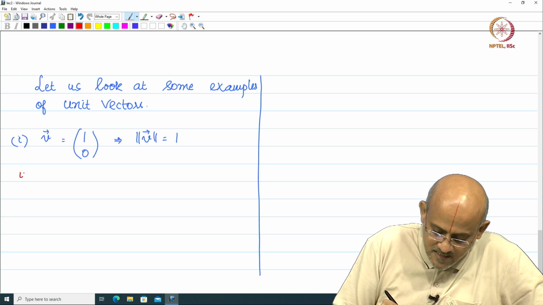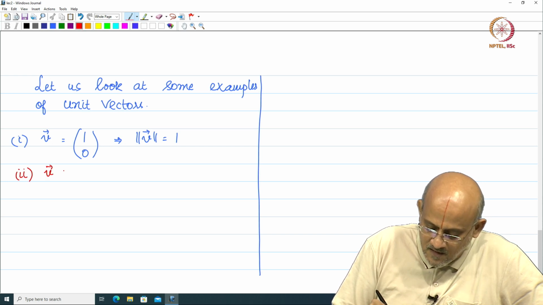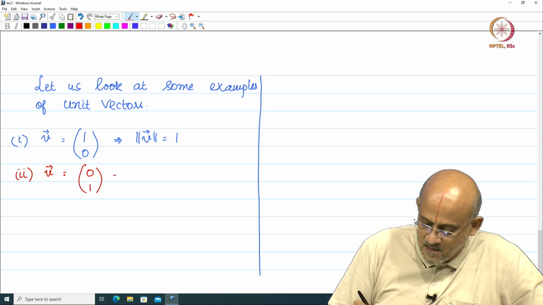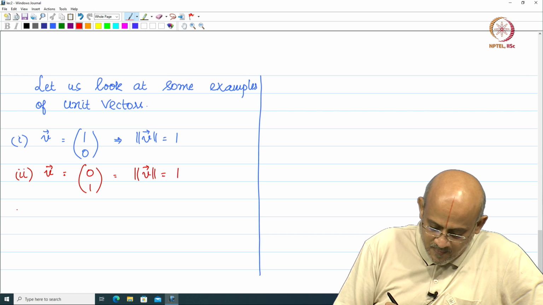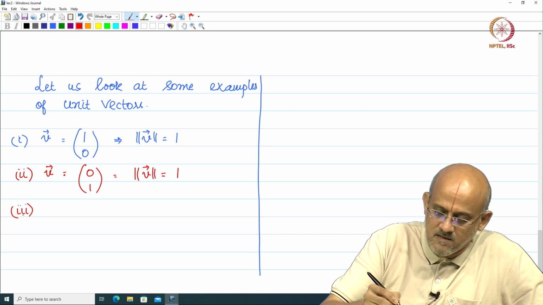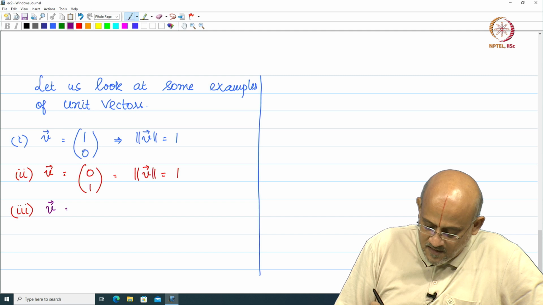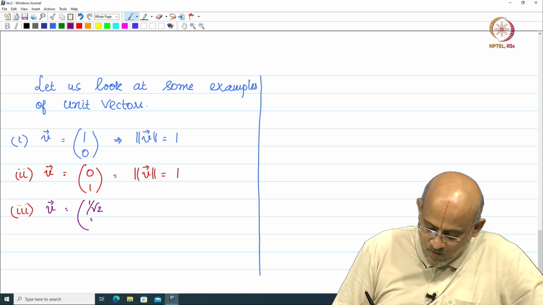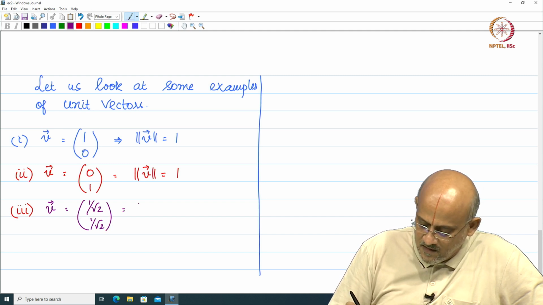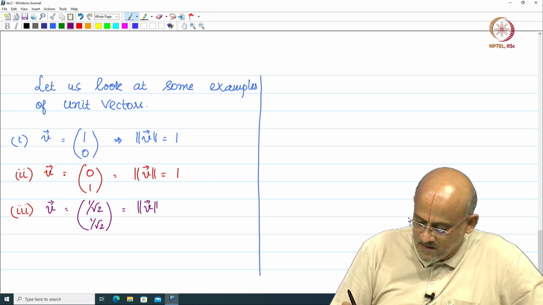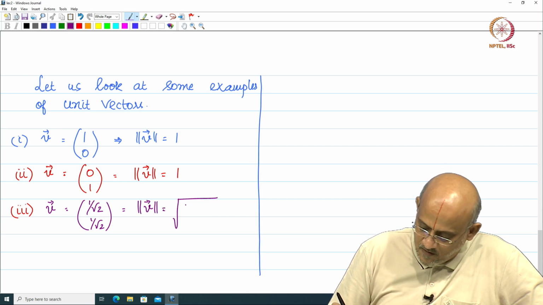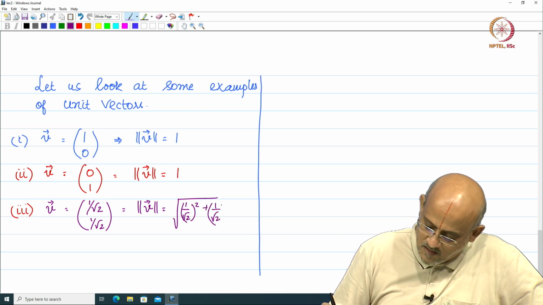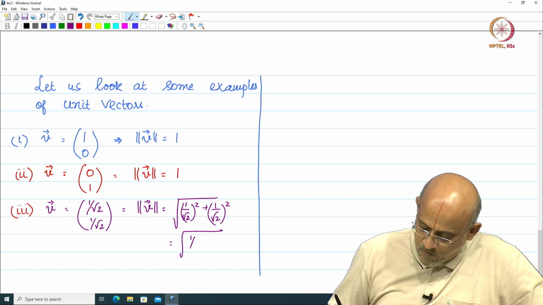Let me take this second example, where I am going to look at the same vector V, but I am going to change this to this. I am going to get again the norm of this vector, which is again equal to 1. Let me take this third vector, which I am going to take as (1/√2, 1/√2). Again we will see the norm of this vector is equal to the square root of (1/√2)² plus (1/√2)², which is the square root of 1/2 plus 1/2, which is 1. So, that is also a unit vector.